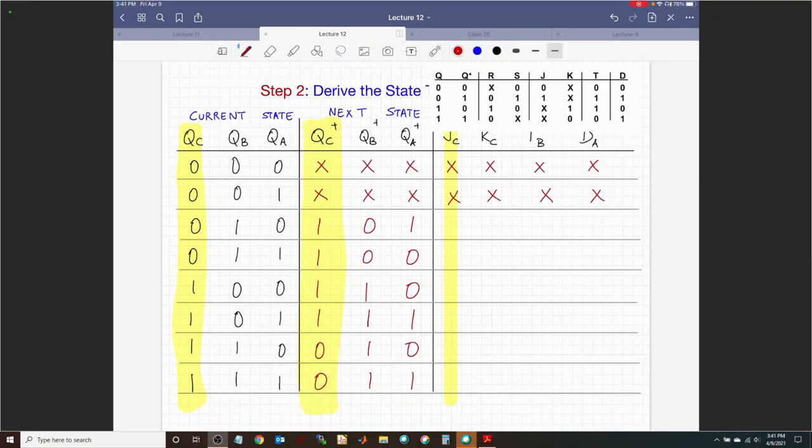So what do I have? 0 to a 1. 0 to a 1 is 1x. Next, 0 to a 1 again, 1x. 1 to a 1. 1 to a 1 is x0. And then 1 to a 1 again, x0. 1 to a 0. 1 to a 0 is x1. And then 1 to a 0 again, x1.